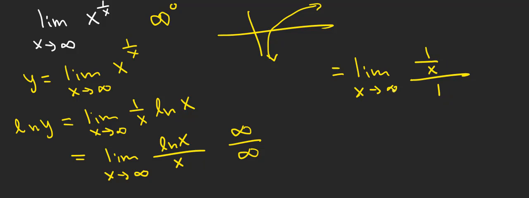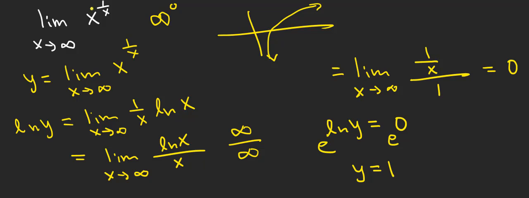So what happens as x goes to infinity? Well, 1 over infinity is 0. So now, that's not the answer though, because we said what? Natural log of y is 0. So you e both sides, you get y equals 1. Therefore, this whole thing right here goes to 1. So in this case, infinity to the power of 0 is 1.